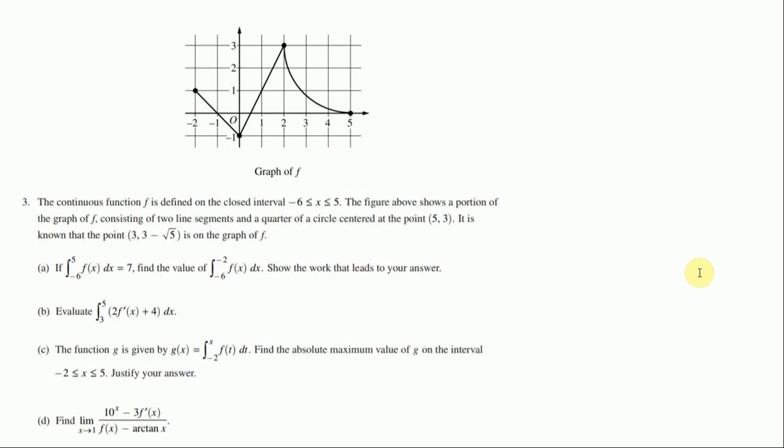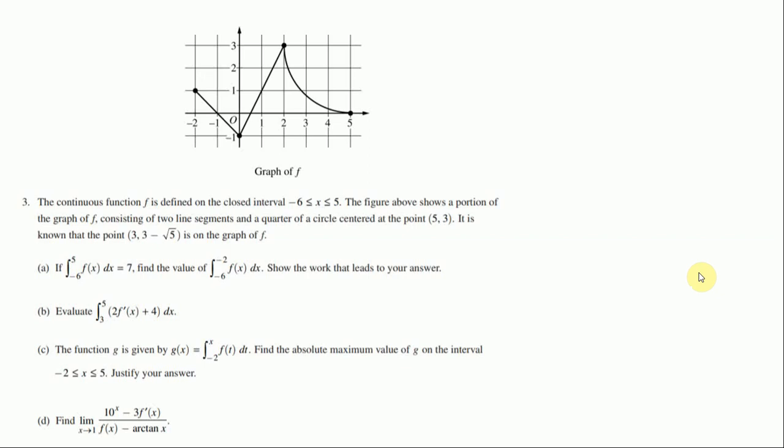Today we're going to be looking at Calc BC Free Response number 2 in the 2019 AP. So we're given this continuous function f, which they say is defined on the closed interval -6 ≤ x ≤ 5. The figure above shows a portion of the graph of f consisting of two line segments and a quarter of a circle centered at point (5, 3). It is known that the point (3, 3 − √5) is on the graph of f.